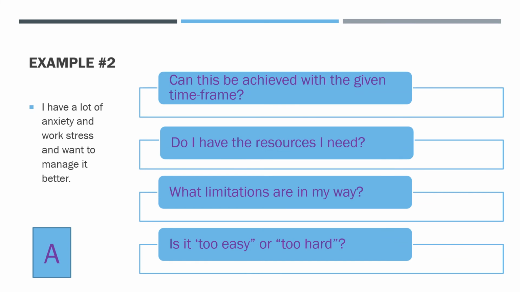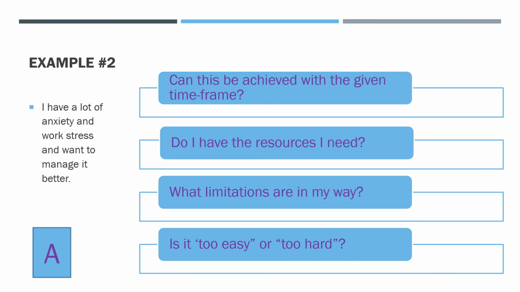And then I want to go back to the A. Can this be achieved? Do I have the resources? What limitations? Is it too easy, too hard? Well, I already have identified a therapist. I'm finding some books to learn and some resources online about grounding therapy. And I also have a journal that I'm going to record my information, and I found that scale to measure my anxiety. I know there are some limitations.